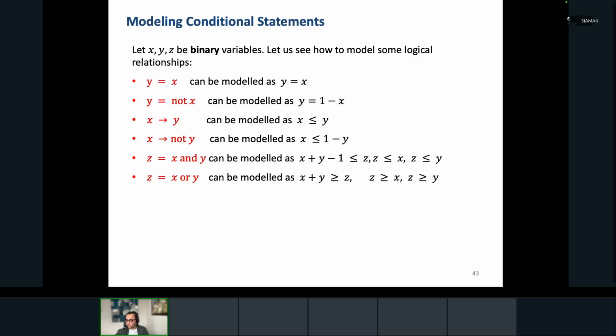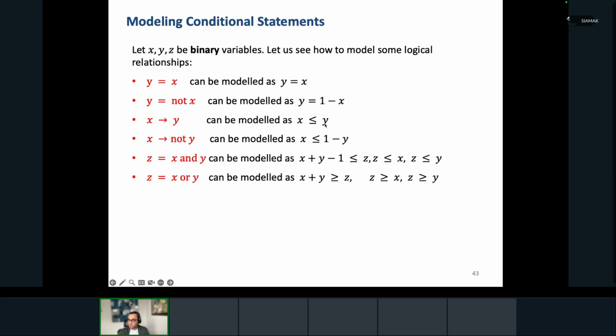The second one, right? The third one, sorry. If x then y, which means that when x is equal to 1, I want y to become equal to 1. This is very similar to the big M constraint, right? I didn't use big M here because x and y, both of them are binary decision variables.